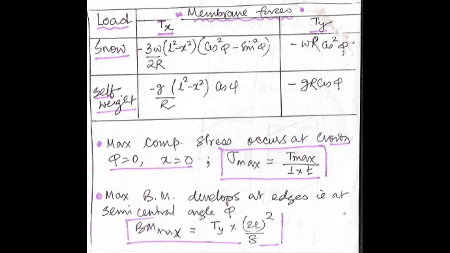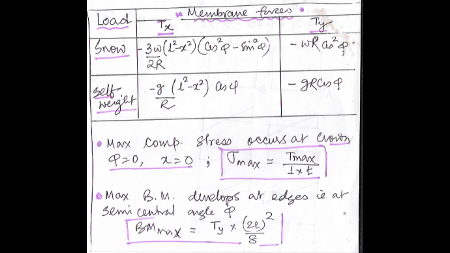So phi is the semi-central angle over here, W is the load acting, that is the snow load acting, L, as you know 2L is the span, so from there we can find out the value of L. R is the radius of the shell, and remember over here small g is not acceleration due to gravity, which is 9.81 we take. So that is not g over here. Here g is the self weight of the structure, that is gamma into t. What is gamma? Gamma is the unit weight of concrete. The value is around 24 to 25 kilonewton per meter cube, and t is the thickness. If we multiply gamma into t, we will get the value of the self weight, that is g.